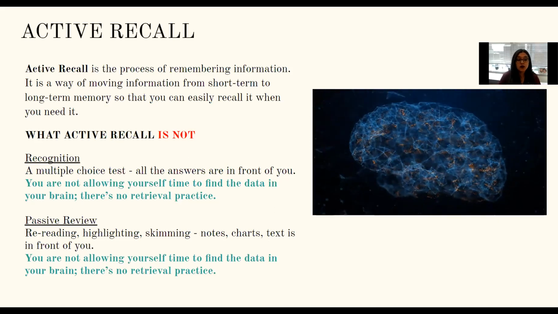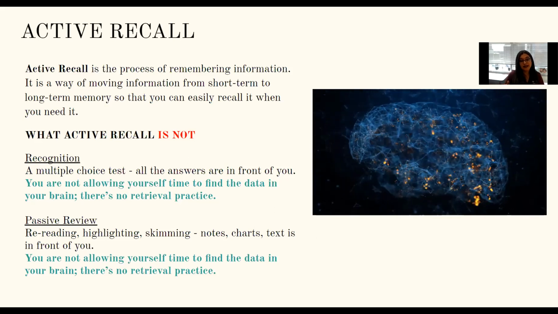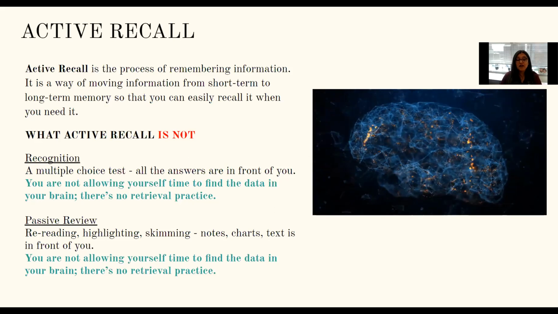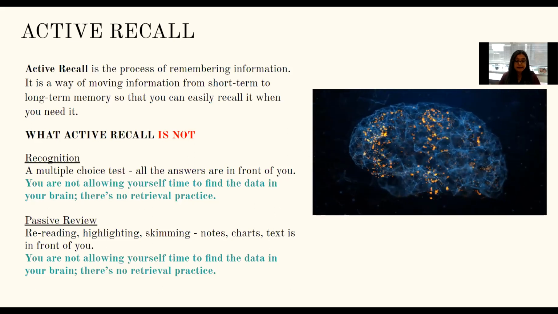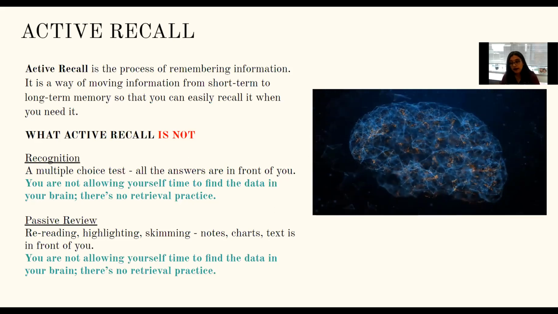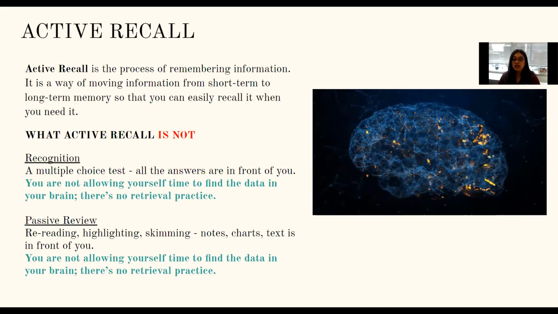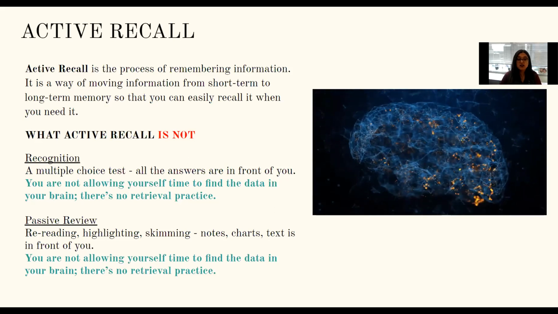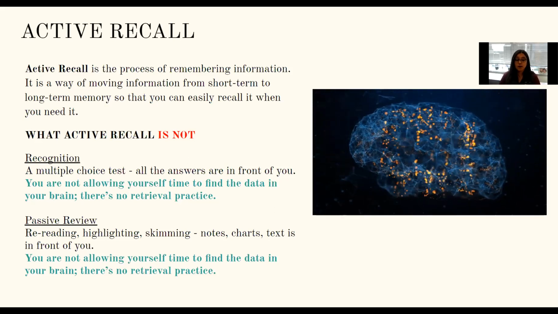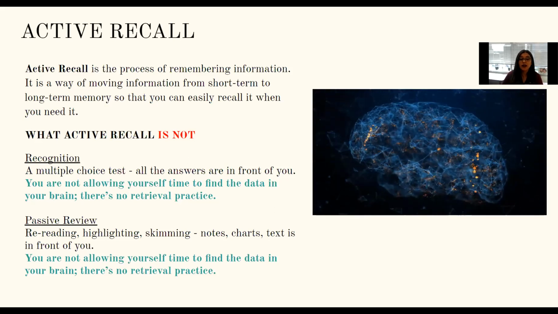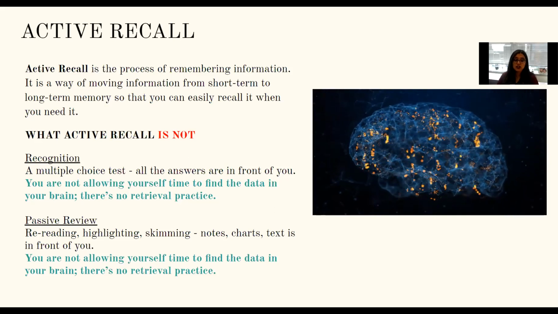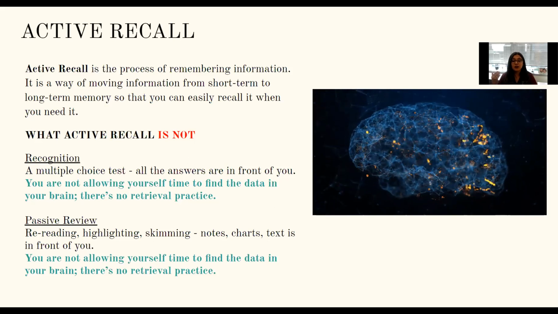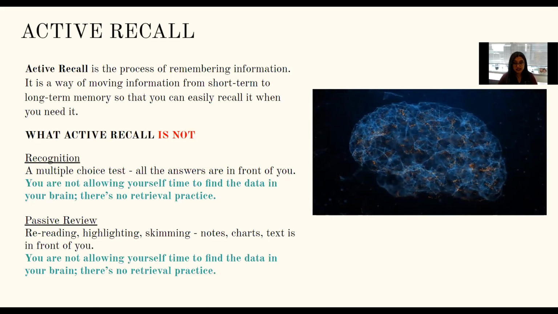Another way that you can tell what active recall is not is if you are rereading. So if anybody here says, I read, I reread, but I can't get the information, it's because you're not challenging your brain to retain the information. So if you're just passively reviewing or highlighting your notes and your charts that are immediately in front of you, you're not using your brain to its fullest potential.